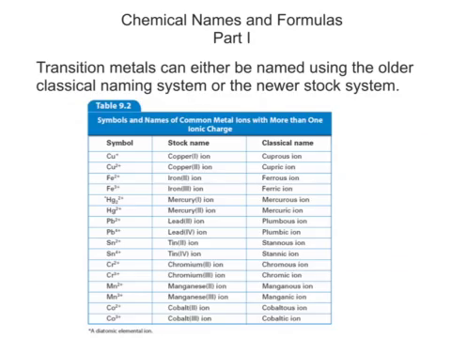Now the transition metals can be named using the old classical naming system or the newer stock system. So the old classical names you see listed on the right hand side, these names are generally hundreds or thousands of years old and existed before they even knew what an electron was. Okay? So they didn't know that they were changing electrons, they just knew that copper came in more than one type. And so if it was copper that we now know is the +1, they called it the cuprous.